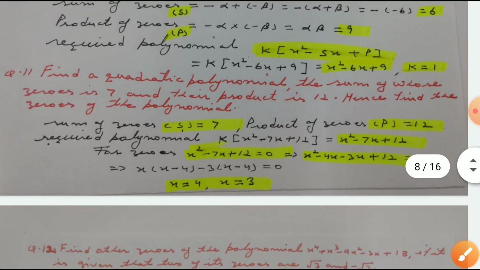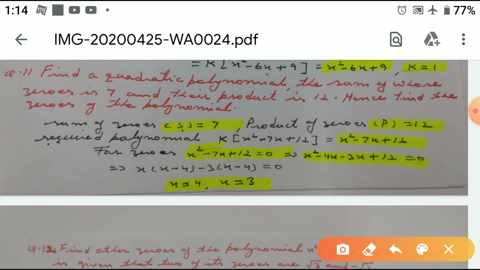Find a quadratic polynomial the sum of whose zeros is 7 and their product is 12. Hence find the zeros of the polynomial. Again, good question. Sum of zeros s is given, product of zeros is given, right? And we know the formula for the required polynomial is k (x square minus sx plus p). Here s is 7, p is 12. So we put the value and we get x square minus 7x plus 12 as a polynomial when the value of k is 1.